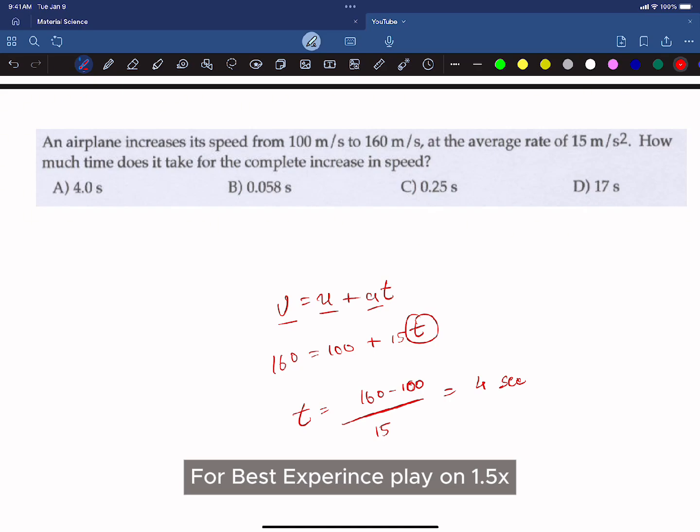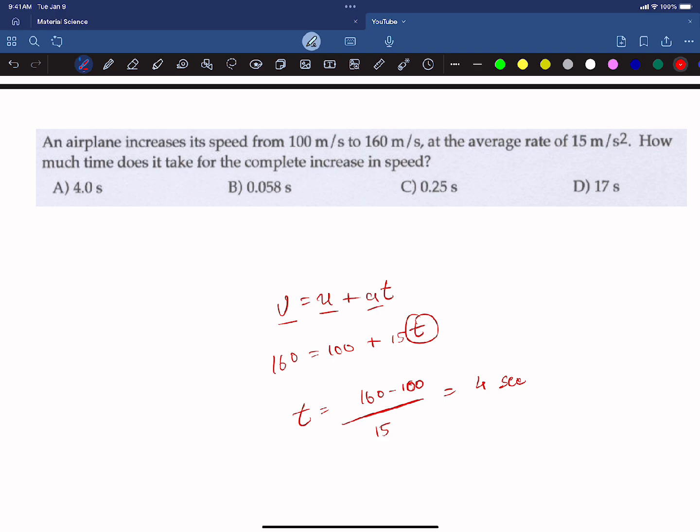So we'll start with this question. An airplane increases its speed from 100 meter per second to 160 meter per second at the average rate of 50 meter per second square. How much time does it take for the complete increase in speed?